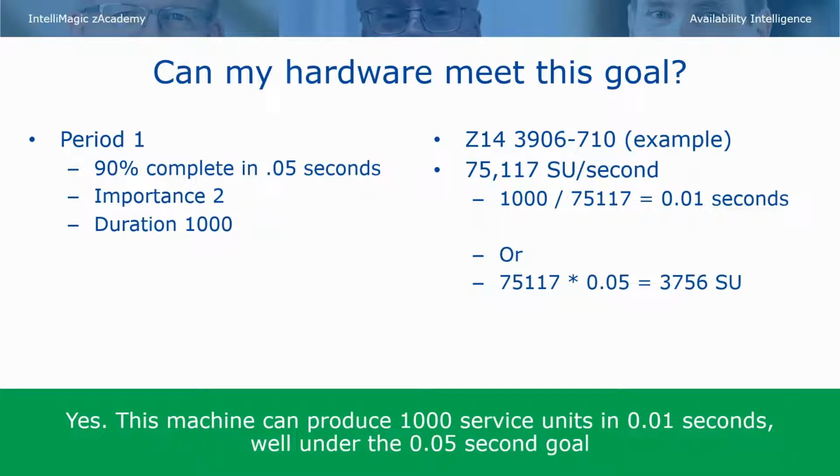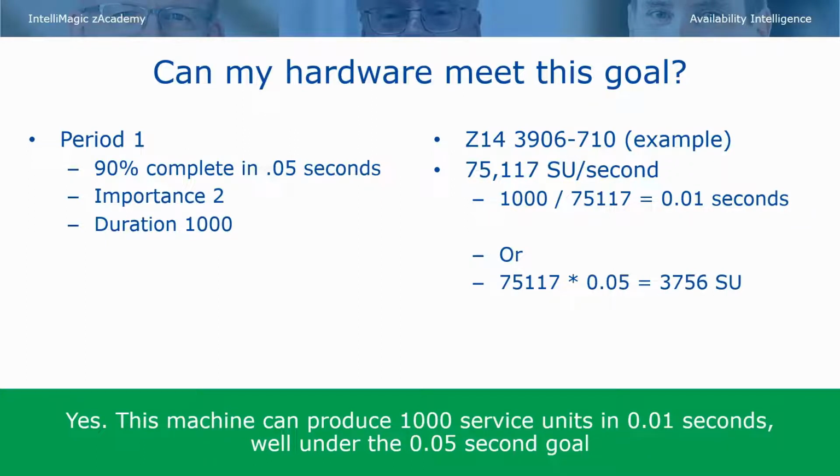Now, as I just mentioned, we're not assessing at this point if this goal is appropriate. We're just estimating if it's achievable on our hardware. If the service unit per second rating was significantly lower, or if the duration was significantly lower, you could get yourself in a situation where it's just not able to complete, depending on what the workload does. We'll talk a little bit more about appropriate later.